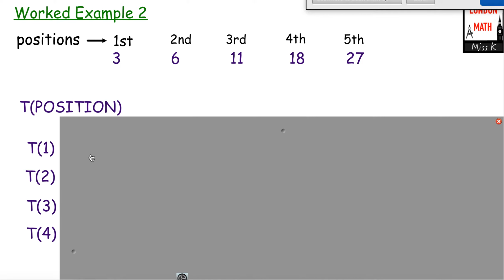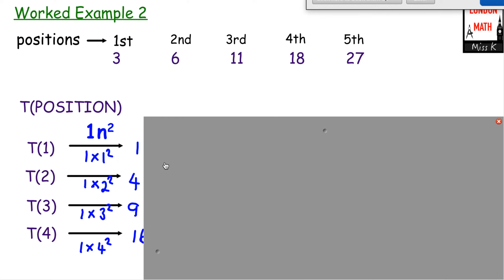So I know already that there is a 1 squared. Now I've already worked this out previously for you. So I already know by substituting the first term into the formula that I've got so far, I get 1, 4, 9 and 16.